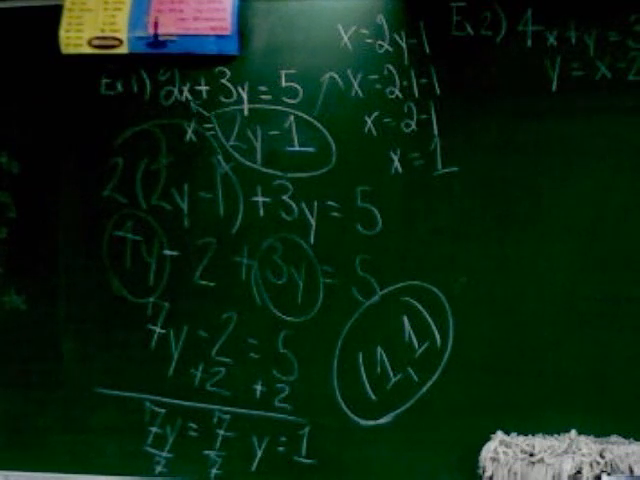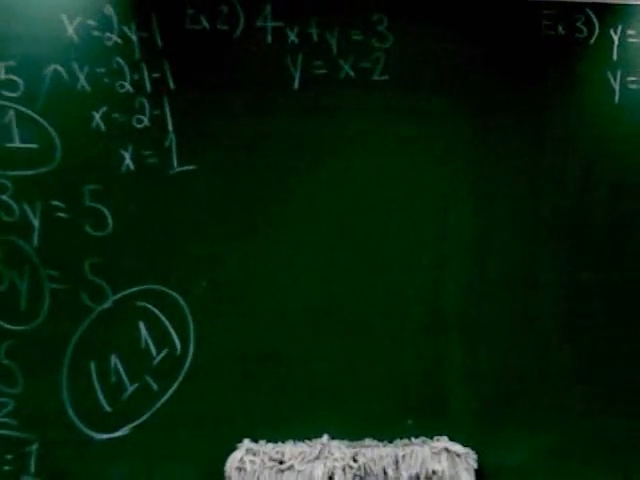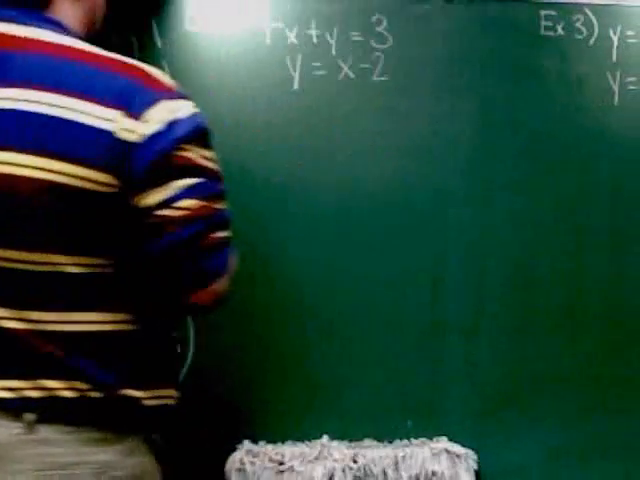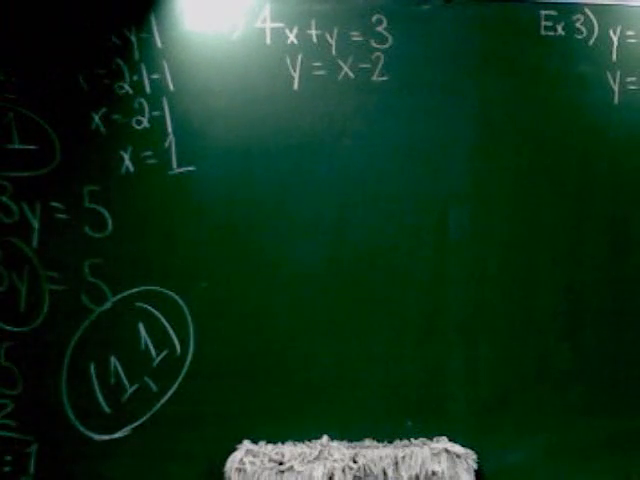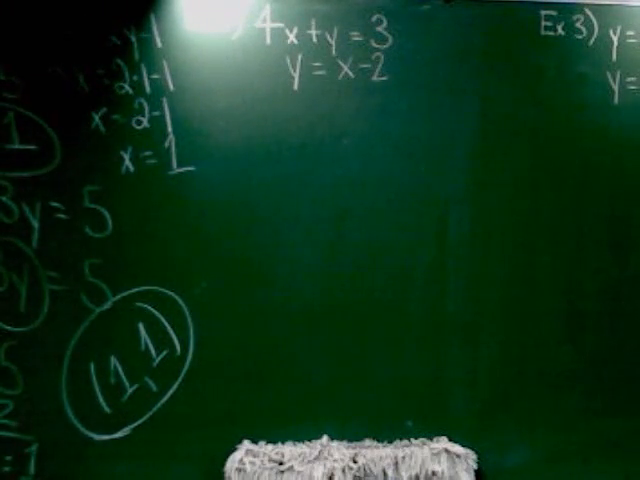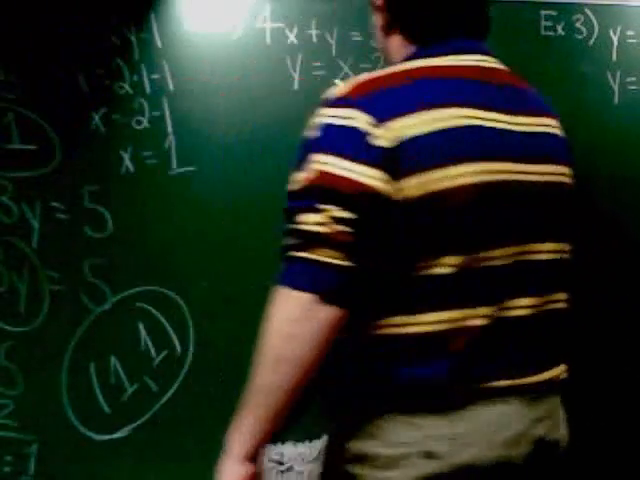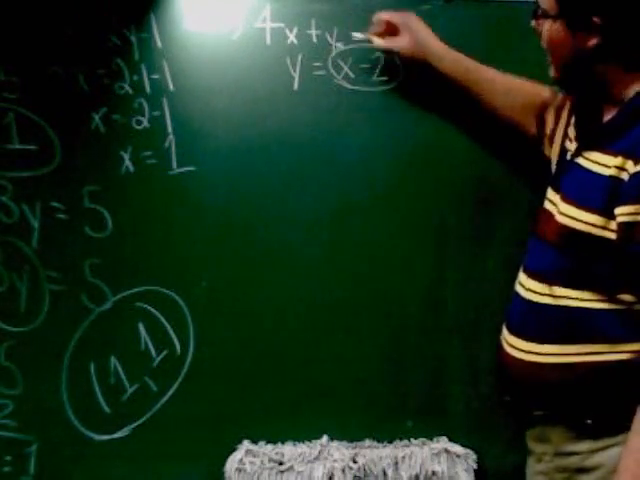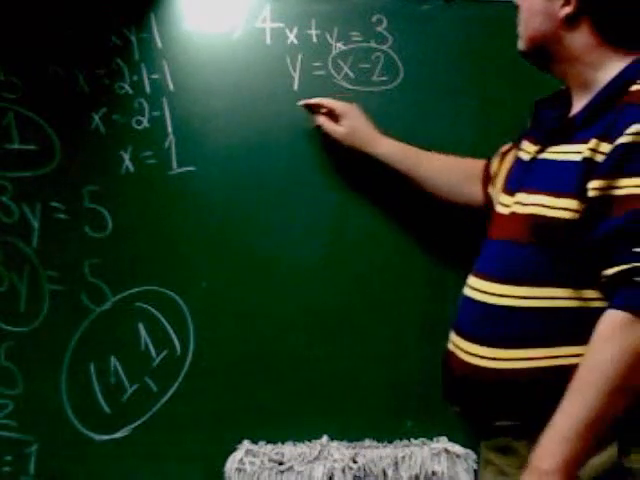Okay, let's try another. 4x plus y equals 3, y equals x minus 2. You can see, again, the second equation is already in the form we want. It's y equals something. That's what we want. So I'm going to have to change y. We know that y equals x minus 2, so I'm going to change y into x minus 2.